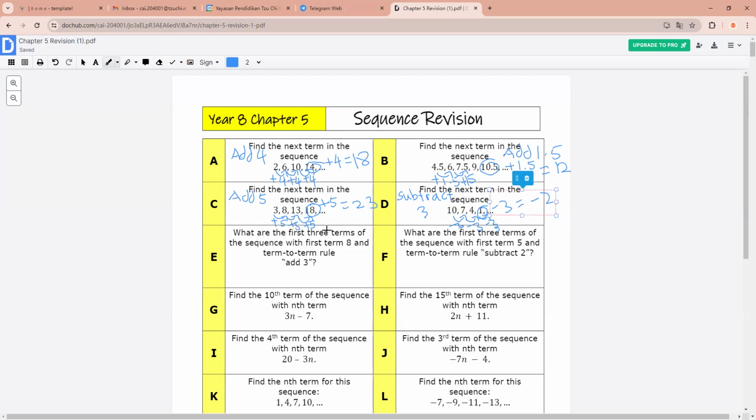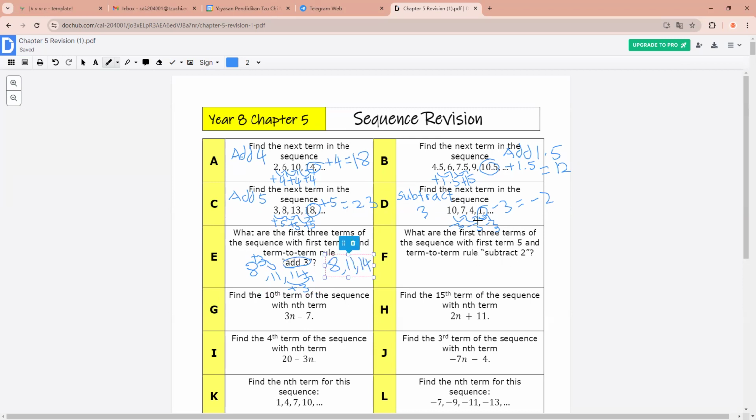Next question, what are the first 3 terms of the sequence with the first term 8 and the term-to-term rule add 3? So we already know the first term is 8 and the term-to-term rule is add 3. So from 8 we add 3, which gives us 11. And then you add 3 again, which gives us 14. So to write this clearly, it's 8, 11, and 14.